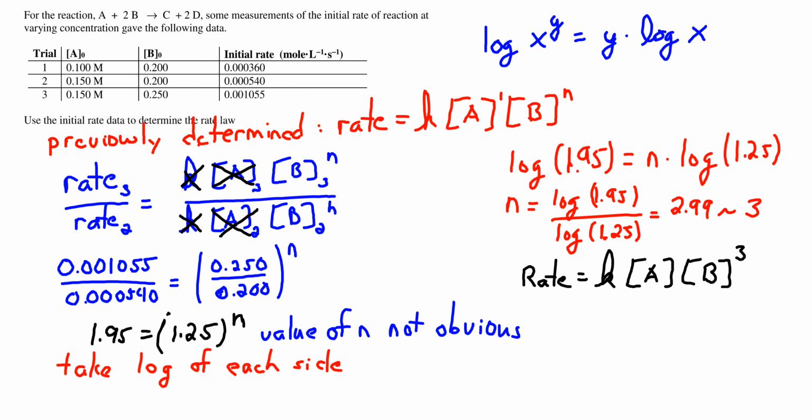All right, so we solve for n, and we see this is third order with respect to B. And summarizing our rate law, rate is equal to k times A raised to the first power, B to the third.